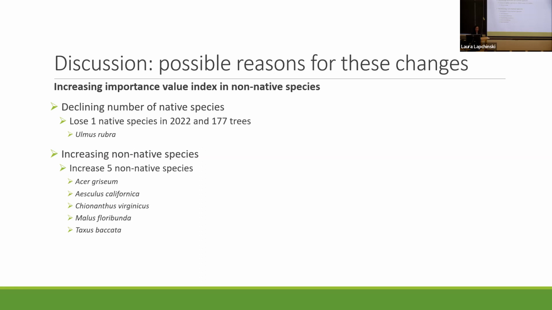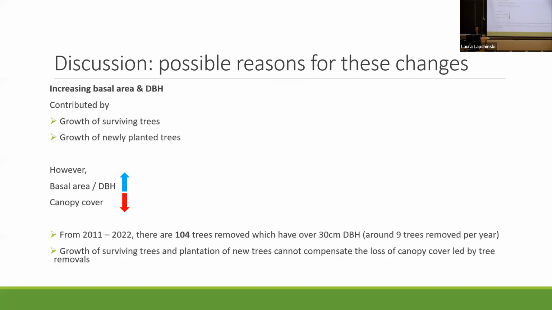In fact, there is a declining trend in native species: one species is lost, and there are 177 native trees removed as found in 2022. Meanwhile, there are 5 new non-native species found in the community. Therefore, the increase in non-native species is a possible cause of the higher importance value of non-native trees in the Annex. And the increasing basal area and DBH are straightforwardly due to the growth of surviving trees from the past and the newly planted trees.